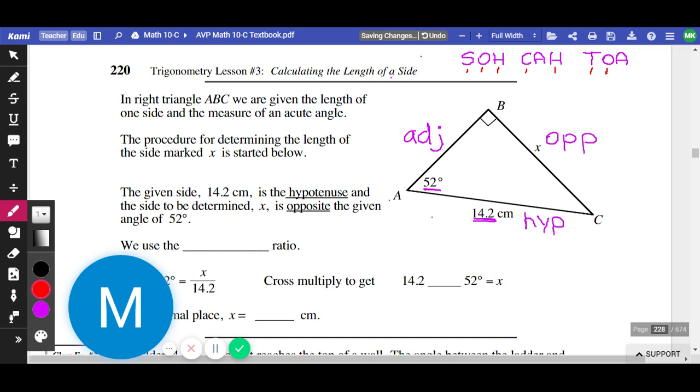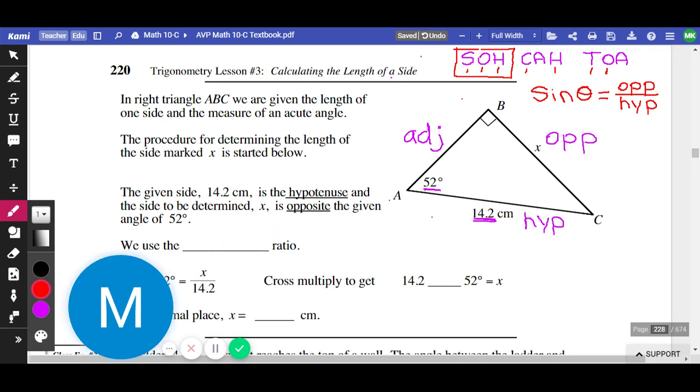When you're done that process, so you do your free space, you do the side you know and the side you want to know, one of your Sohcahtoas will have 3 checks. This one has 3 checks. That tells me I need to use the sine ratio to solve this triangle. The sine ratio, if you forgot, sine of an angle equals opposite over hypotenuse. That's what this is telling me. It's saying use this ratio.